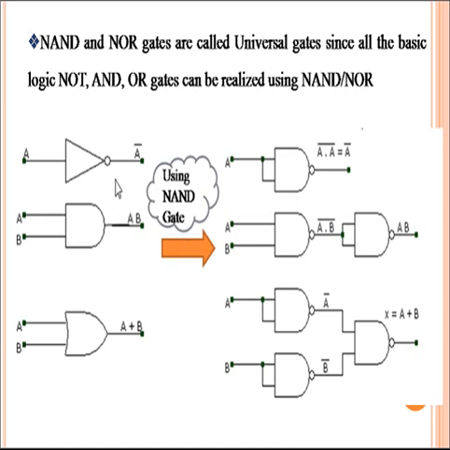First, consider an inverter. The inverter has only one input. So, for the NAND gate, the two inputs must be the same in order to provide the inverting action. For the AND gate, we have to use two NAND gates. And for the realization of an OR gate, we need three NAND gates.